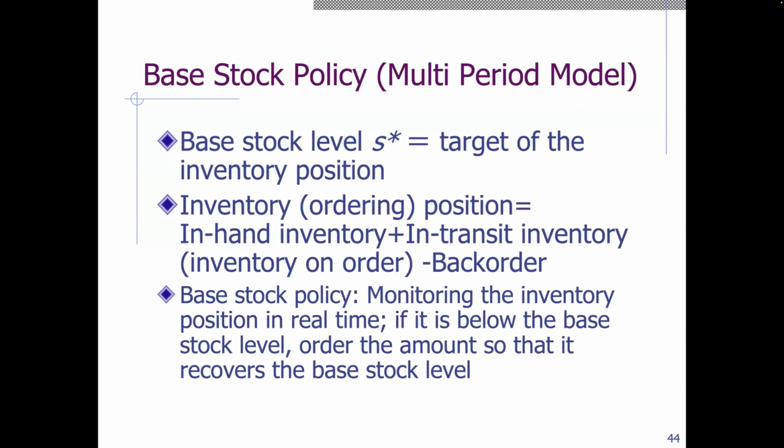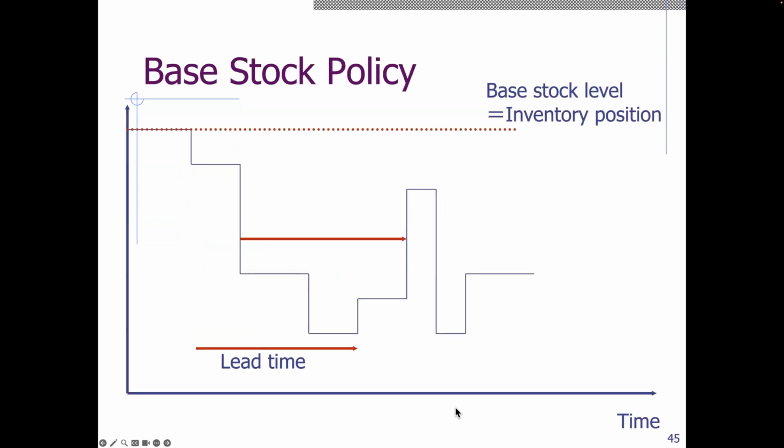We determine the ordering quantity so that the inventory position becomes a predetermined value called the base stock level, that is the base stock policy. This figure shows the change of inventory levels of the base stock policy. This blue line represents the change of in-hand inventory. The inventory position is always constant and equals the base stock level.